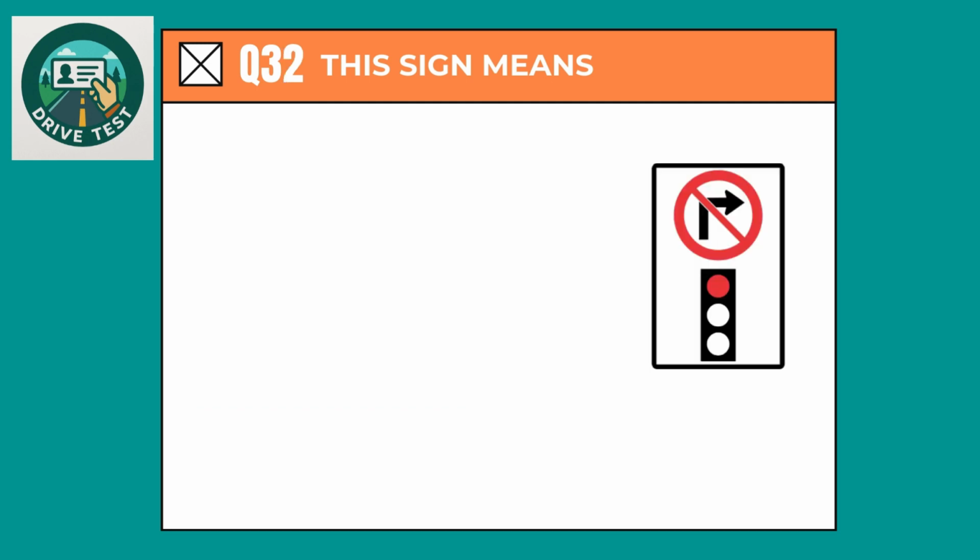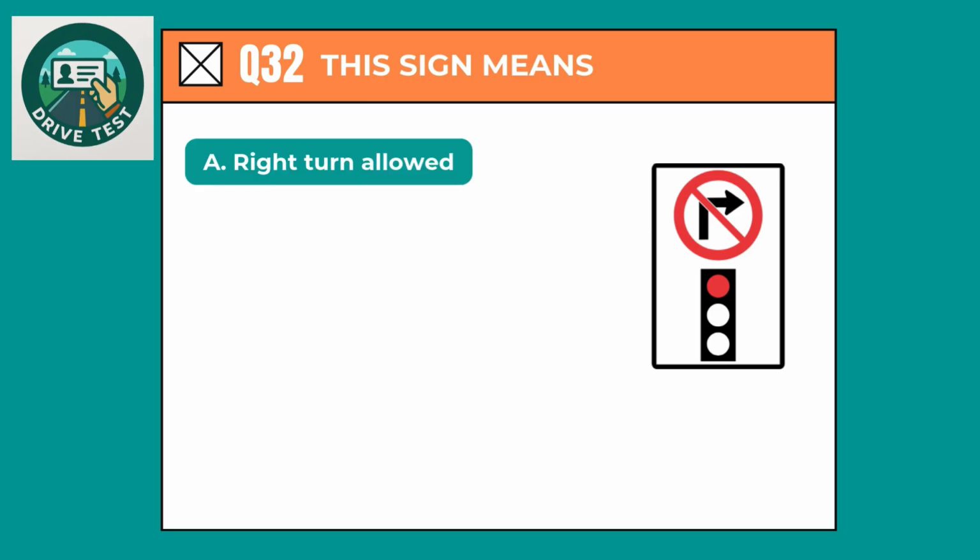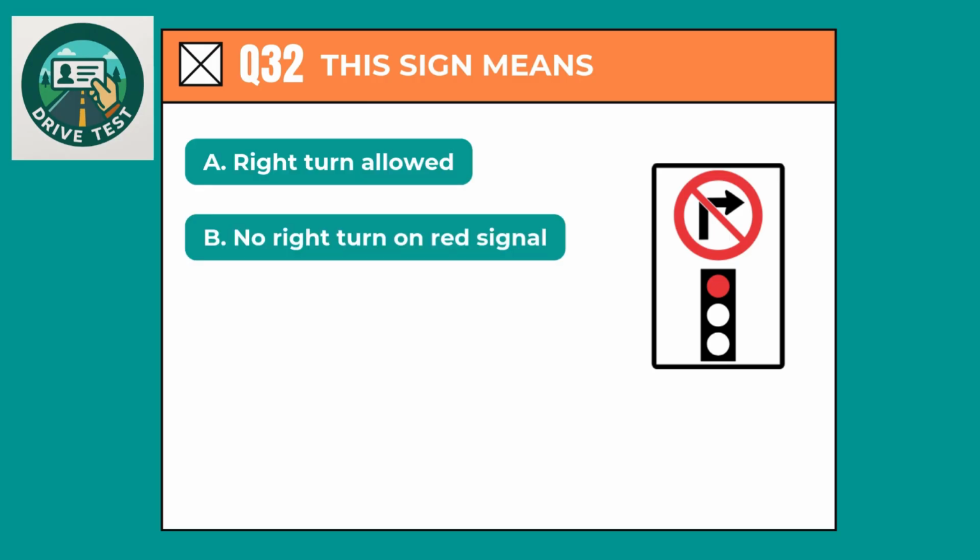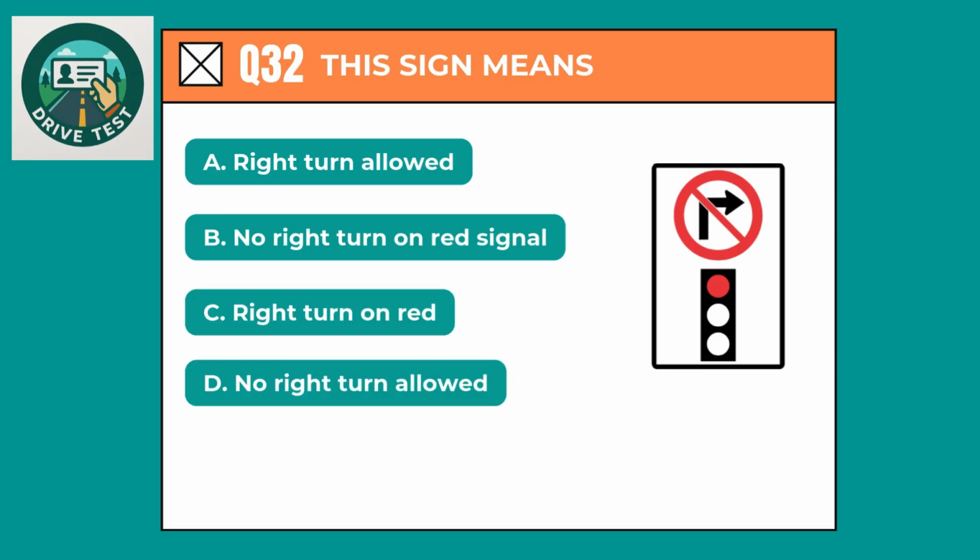Question 32. This sign means A. Right turn allowed. B. No right turn on red signal. C. Right turn on red. D. No right turn allowed. The correct answer is B. No right turn on red signal.